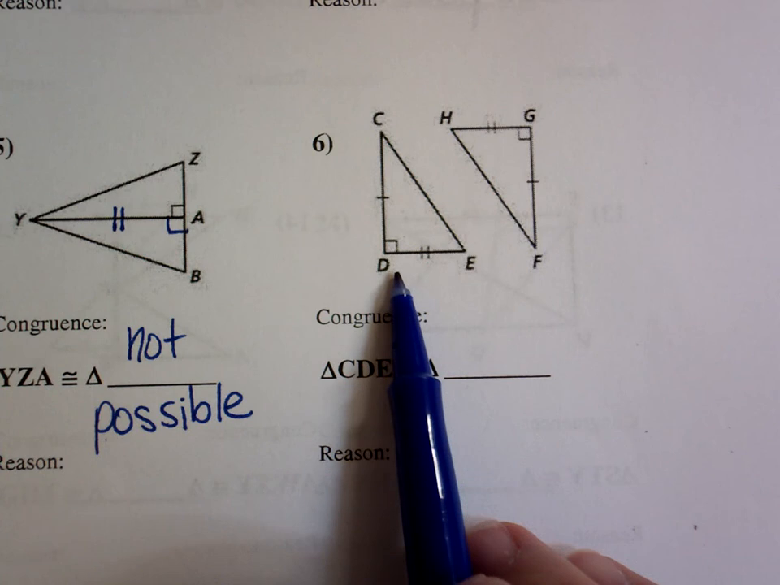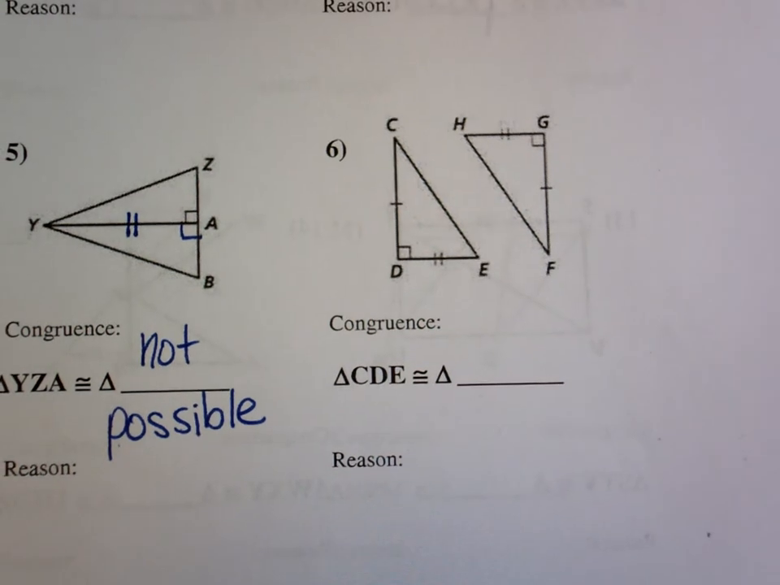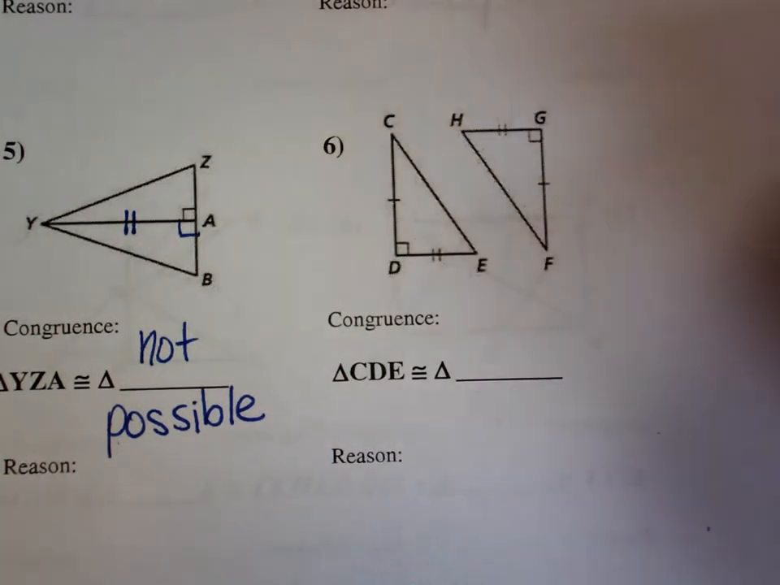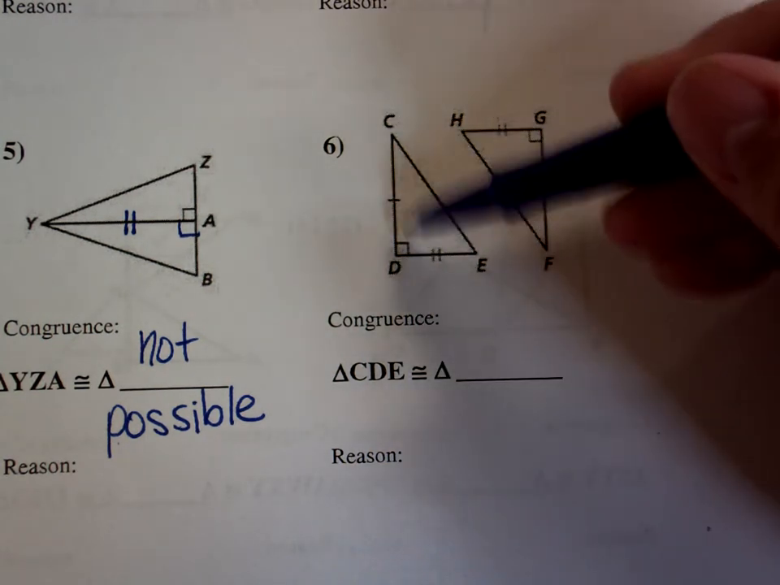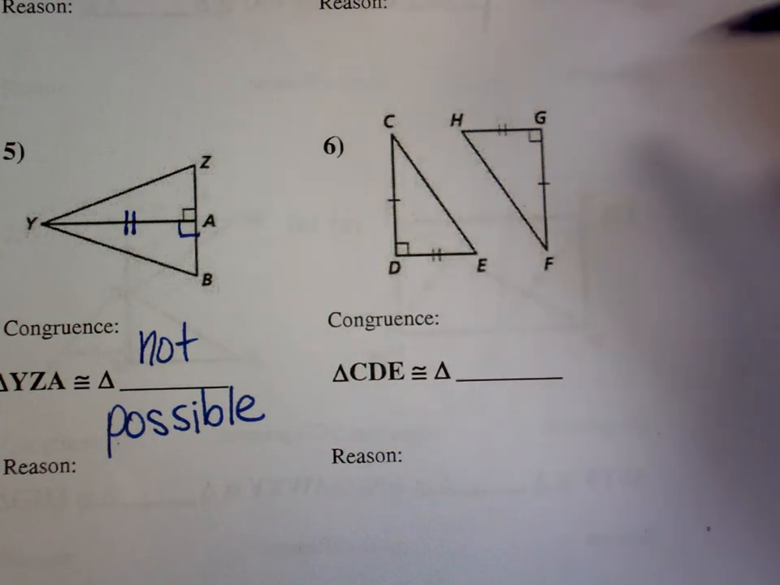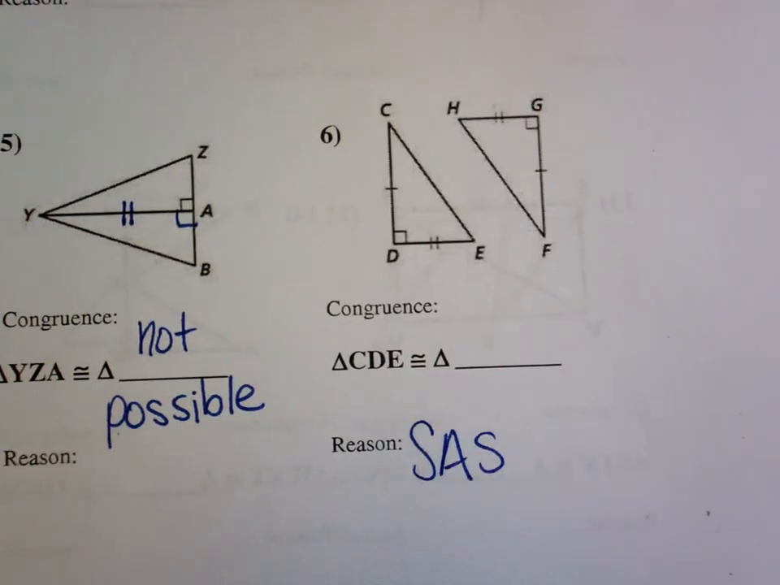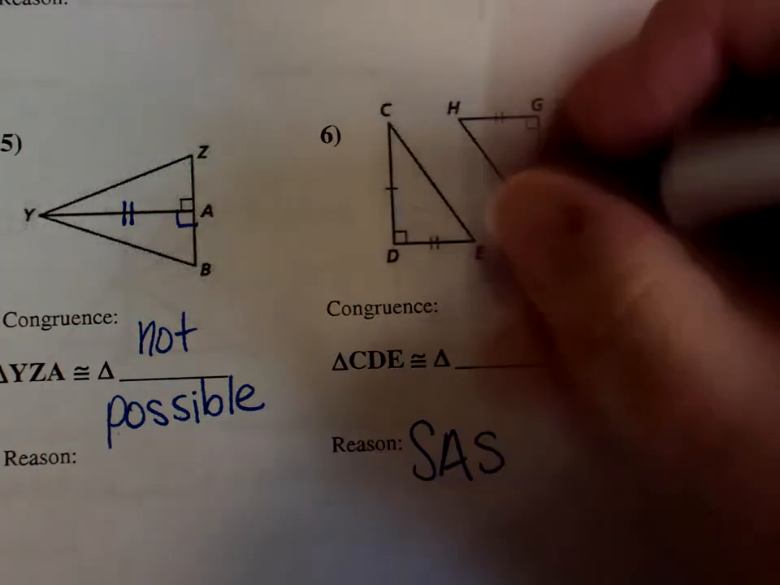What's the hypotenuse of triangle CDE? It's CE. I don't know anything about the hypotenuse. So the hypotenuse is not going to be how I know. Okay? So I'm not going to use HL. But what about SAS? Do I have SAS? I do. Angle D is the included angle for sides CD and ED. Okay, so that's SAS. Congruence is CDE goes with FGH.